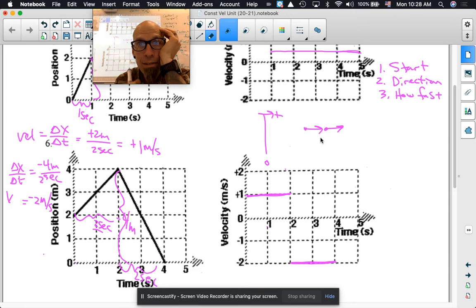So I have to draw these arrows bigger. Why? Because it's twice as fast. Look, 2 is twice as fast as 1. Remember, the negative doesn't mean it's small. It means it's in the negative direction. I'm pointing the wrong way. In the negative direction is what the negative means.